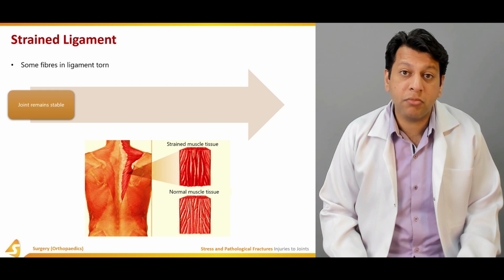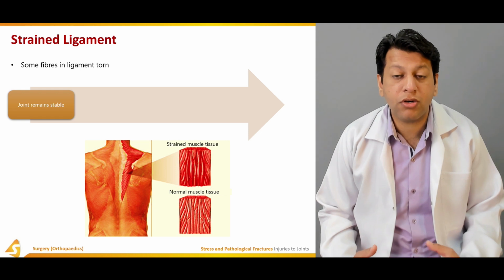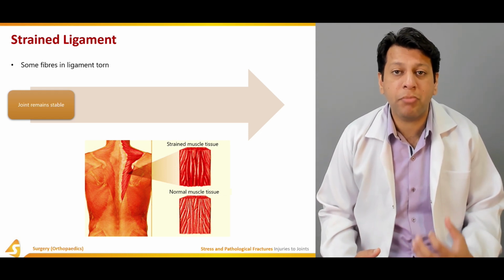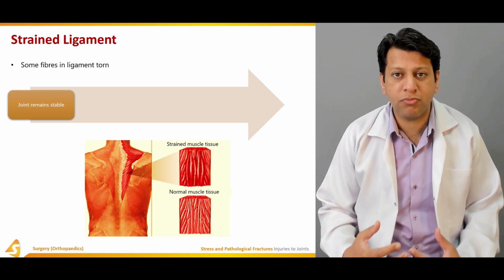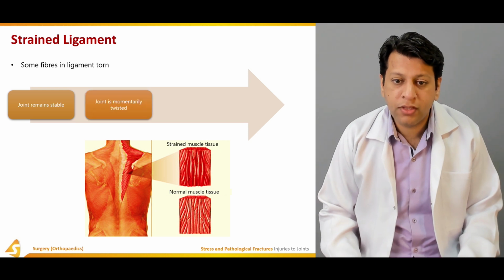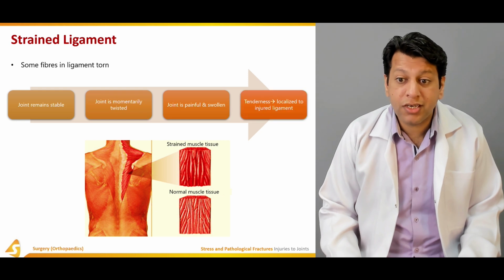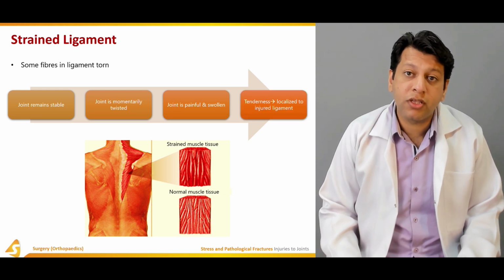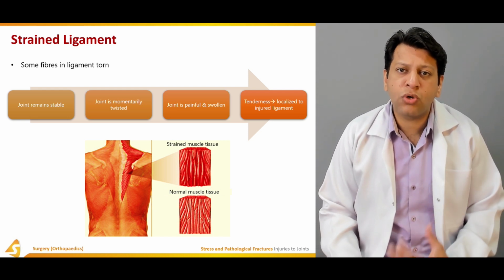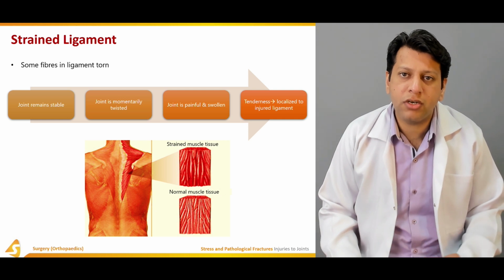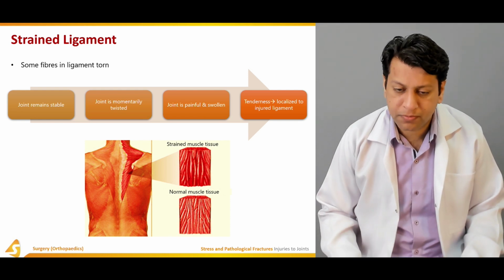Usually the joints remain stable, because if you see the diagram on the side, the muscle fibers are torn, but not all, some of them are. There will definitely be edema, pain, and some degree of decreased joint motion, and there is some degree of instability as well. The joint is momentarily twisted. The joint is painful and swollen. Tenderness is localized to the injured ligament only, not the whole capsule or all the ligaments around the joint torn. So the joint is not grossly unstable, but to some degree it is unstable until healing occurs and the joint becomes stable again.